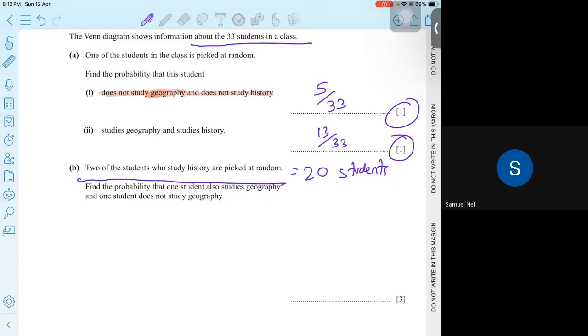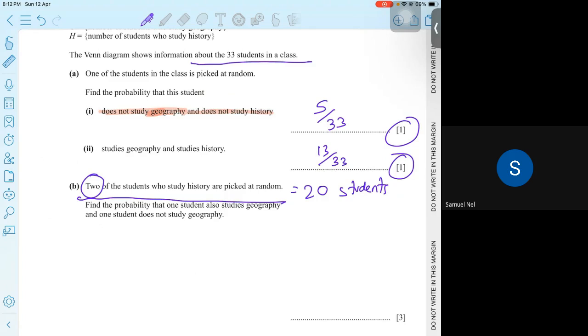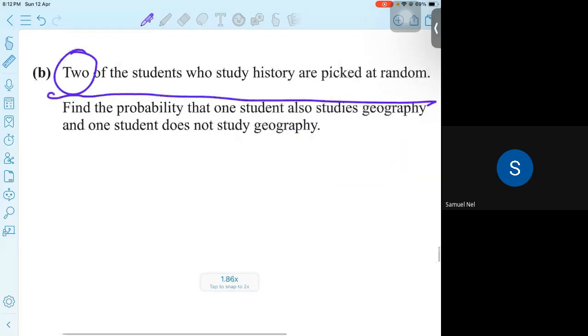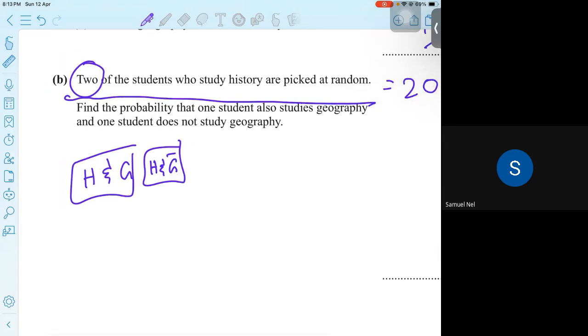So basically it's saying that I have to pick 2 students from history. Now I have to make sure that one of those students studies geography and the other student, the one that is remaining, does not study geography. So it has to be history and geography. This is the first student. And the second student has to be history and not geography. This is mandatory, okay?